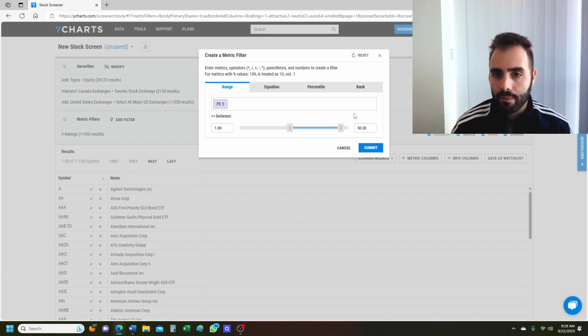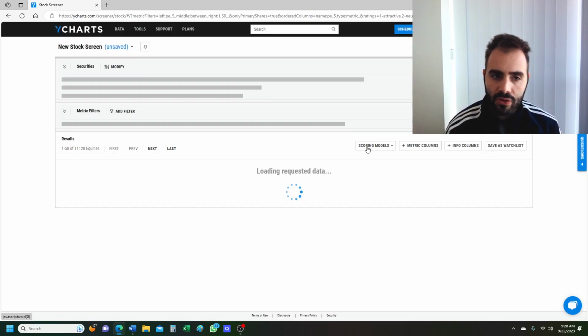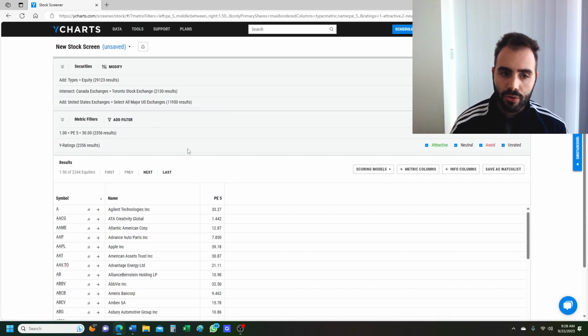I feel like that would be, even in the case of a growth company, pretty much the highest I'd be willing to do. So I put it between 1 and 50, and you can see the current universe is about 12,000 securities, but if we apply that, it takes it down to 2,200.